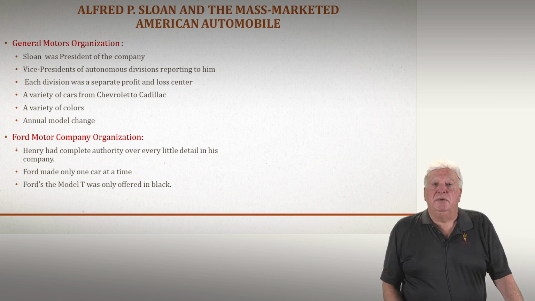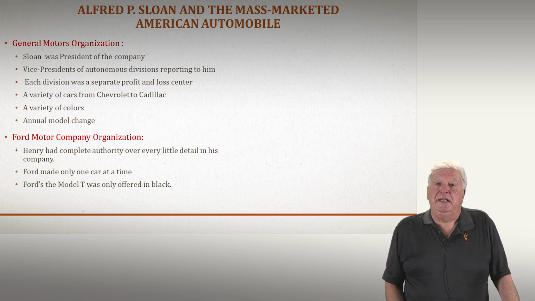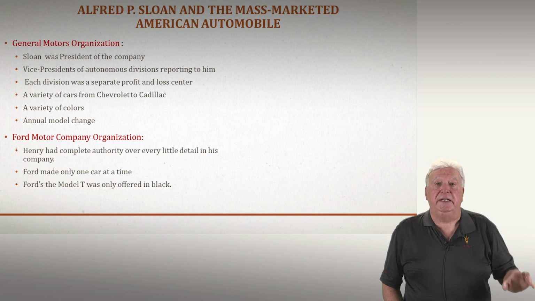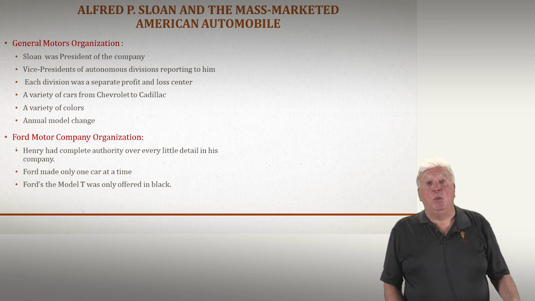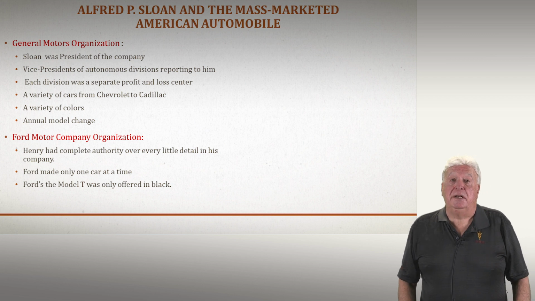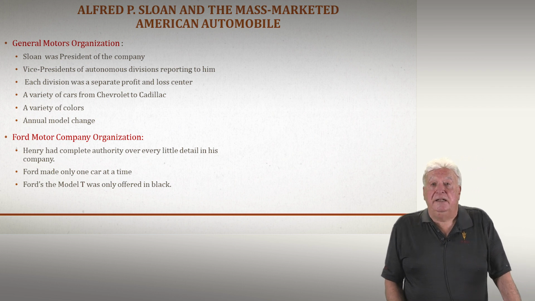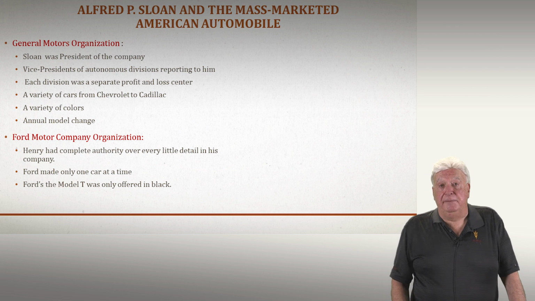Sloan's organization was the exact opposite of the way that Henry Ford ran his company. Henry had complete authority over every little detail in his company. Henry Ford made only one car at a time, the Model T until 1927, and the Model A between 1928 and 1931. Ford's Model T was only offered in black.